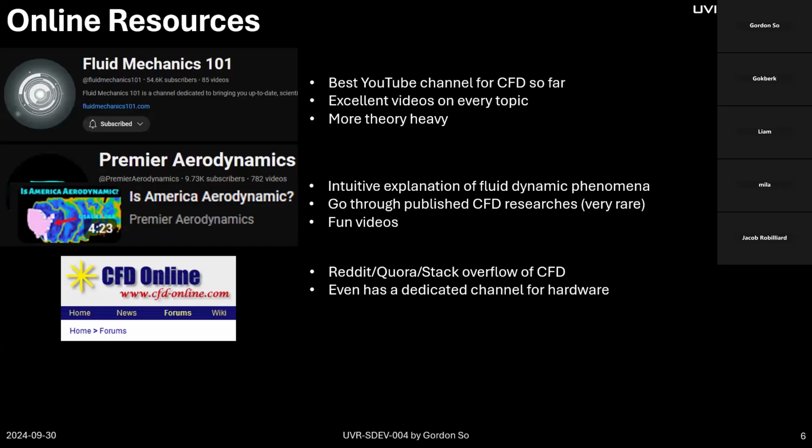Next one is a forum, CFD Online. It has basically everything. It's basically Reddit or Stack Overflow, if you're coming from a software background. It covers every single thing, including how to choose hardware if you're building a workstation, which is pretty rare because it's not something you'd think is important.